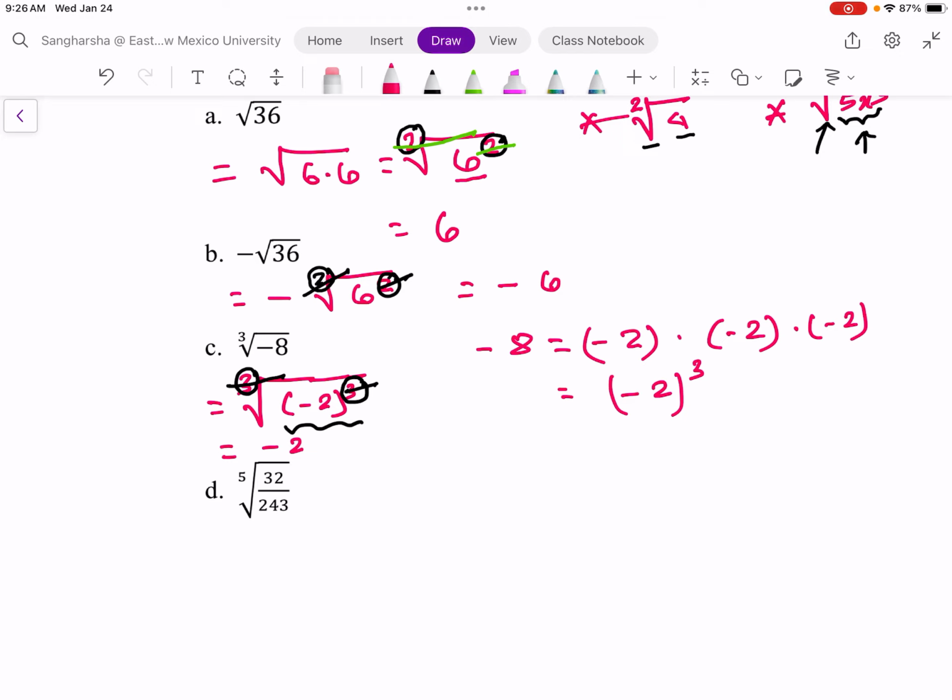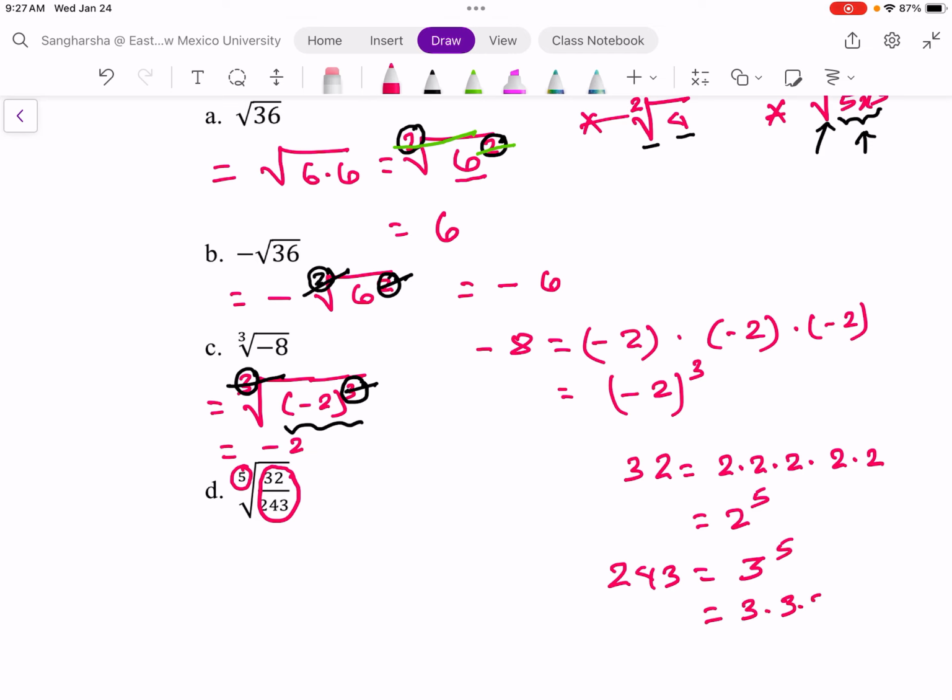Now let's go to number D. In number D we have the fifth root. The index is 5 and this is our radicand. Now let's simplify. Let's see what 32 equals. 32 is 2 times 2 times 2 times 2 times 2, so the fifth power of 2 is 32, right? And 243 is 3 to the power 5. If you multiply 3 five times, we get 243.